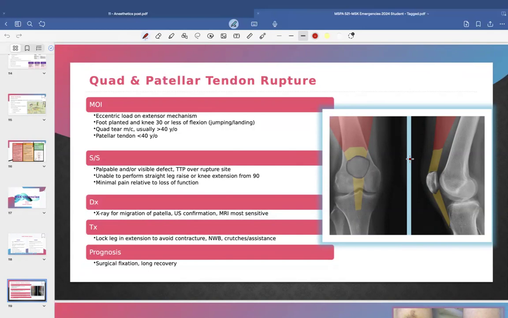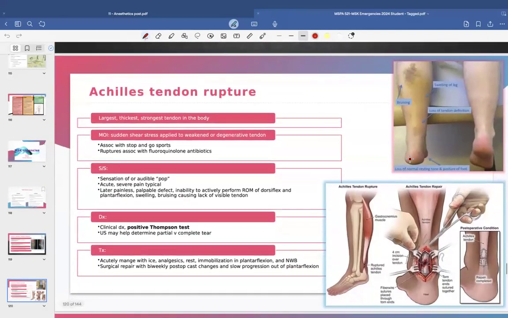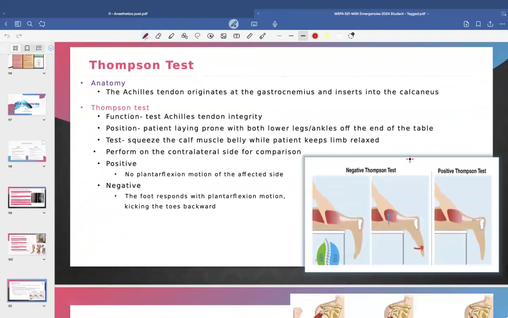Thompson test for Achilles is another little star. So that's when you're having them lay down. Actually, I'll show it to you on another slide. But these are your Achilles ruptures. Your basketball players, stop and go. Fluoroquinolones is another one. Buzzwords where you hear it pop. With tendon ruptures, the Thompson test is when you have them lay down. If you squeeze and there's no response, then there's gonna be a disruption there, so that would be your positive result.